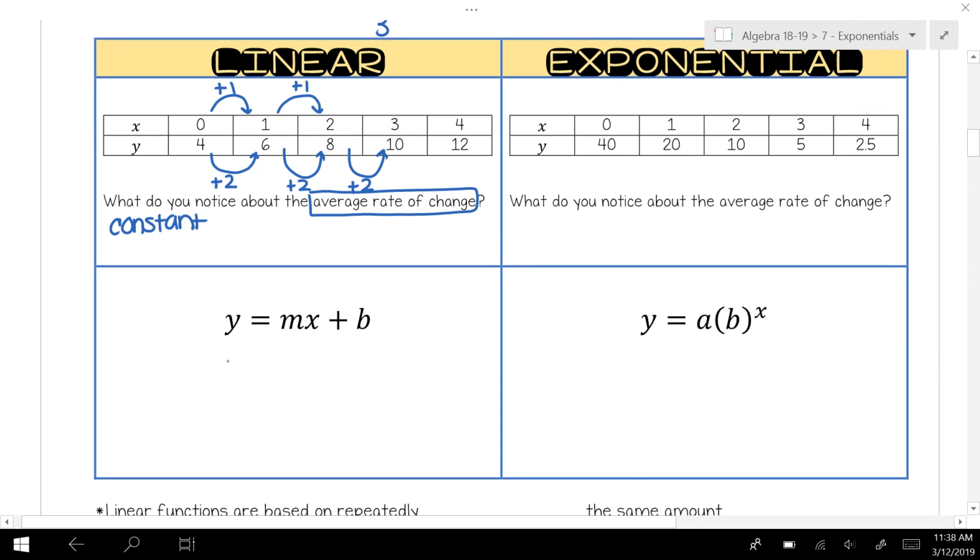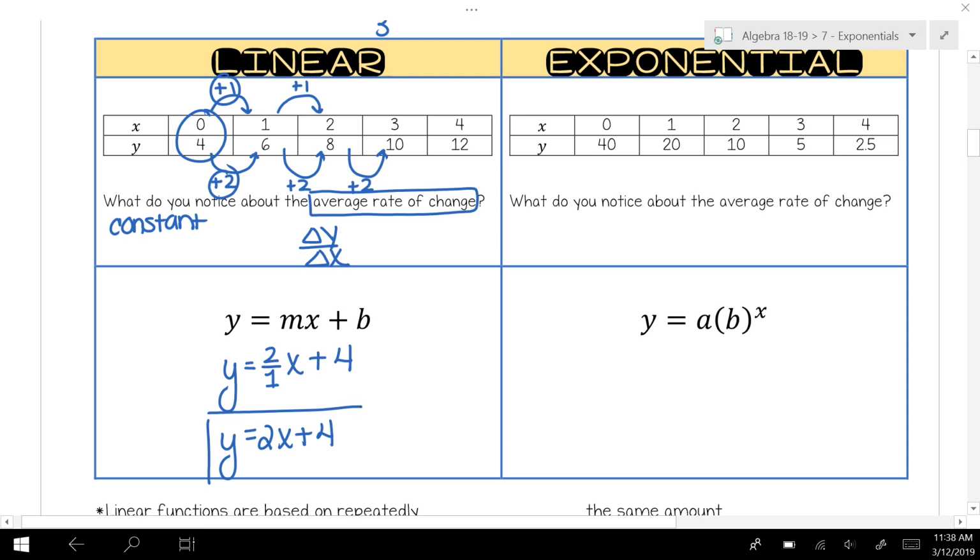A quick review: y equals my slope, and remember, slope is change in y over change in x. So 2 over 1 x plus my y-intercept, which in this case is 4. So my final equation would be y equals 2x plus 4.